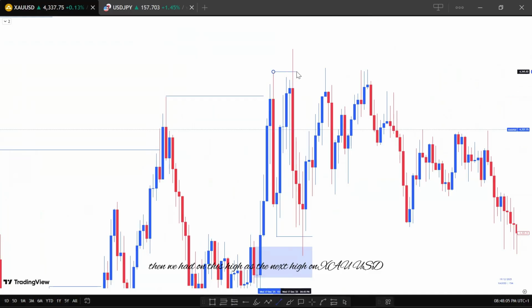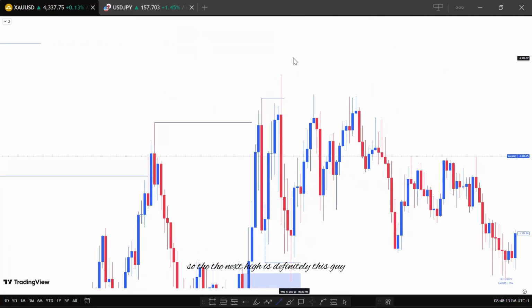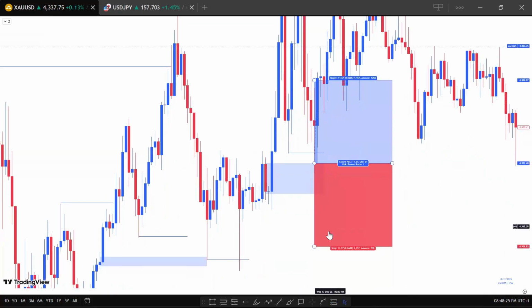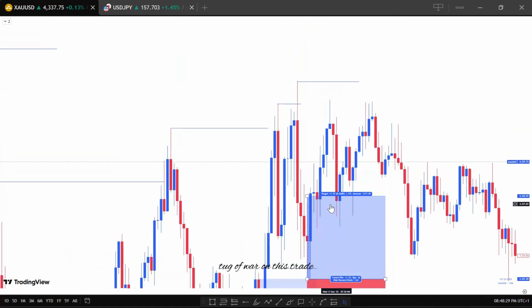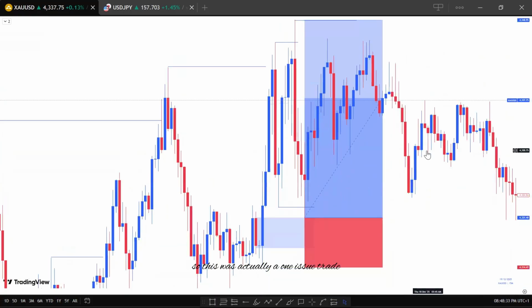On XAU USD, price literally took the high before coming back to tap into our point of interest. So the next high is definitely this one. I still got stopped out at break even, still on this run, because it was actually more like a bull and bear tug of war on this trade. So this was actually a one issue tree.